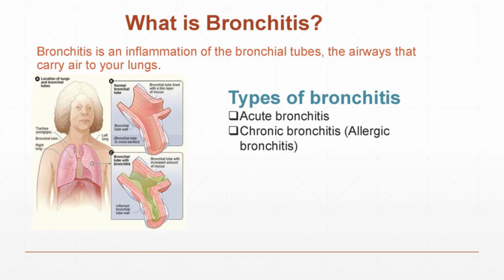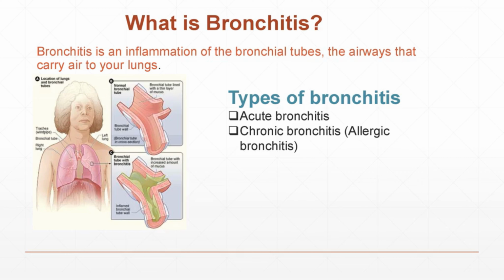Now, what is bronchitis? Bronchitis is an inflammation of the bronchial tubes, the airways that carry air to your lungs. Bronchial tubes are the internal structure of the respiratory tree and they allow exchange of air in the lungs. Bronchial tubes are the part inside our lungs where we exchange air for breathing. When inflammation occurs in these bronchial tubes, the condition is named bronchitis.